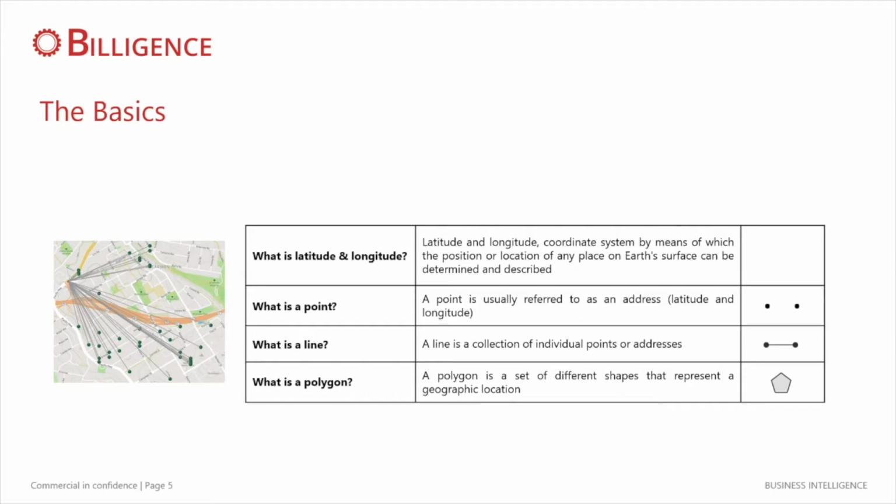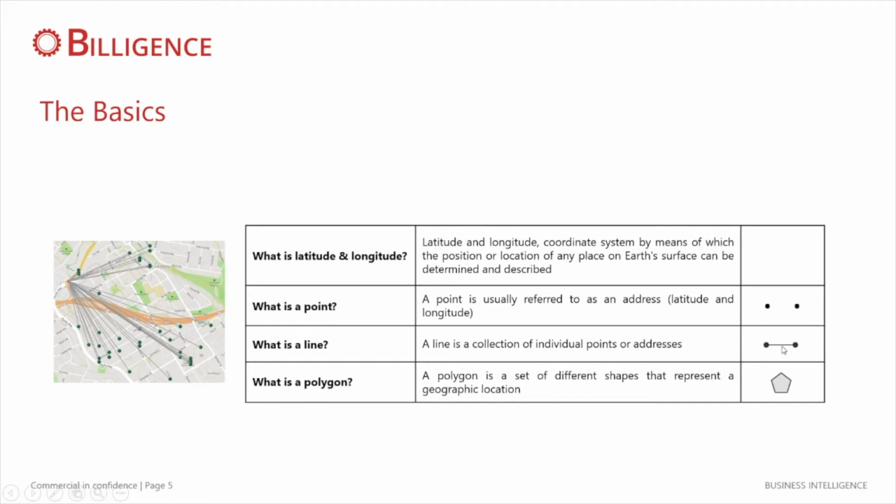Okay, we will speak about these points, lines, and polygons. So the next one is line. So what is a line? Basically, it can be point A to point B. It's a collection of individual points, addresses. It doesn't necessarily have to be like this as displayed on the presentation. It can be 3 points connected by a line.